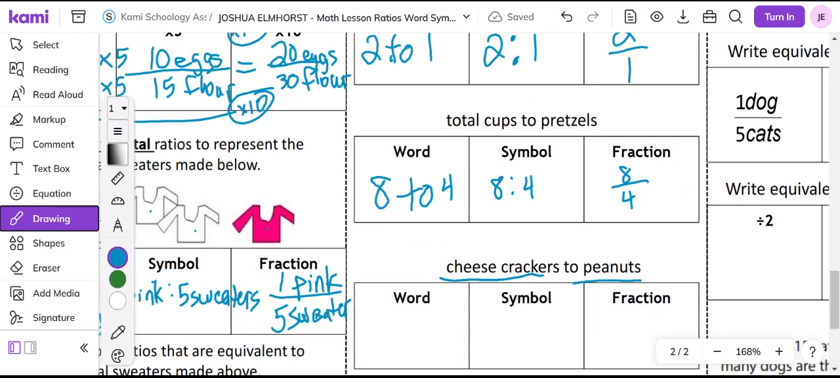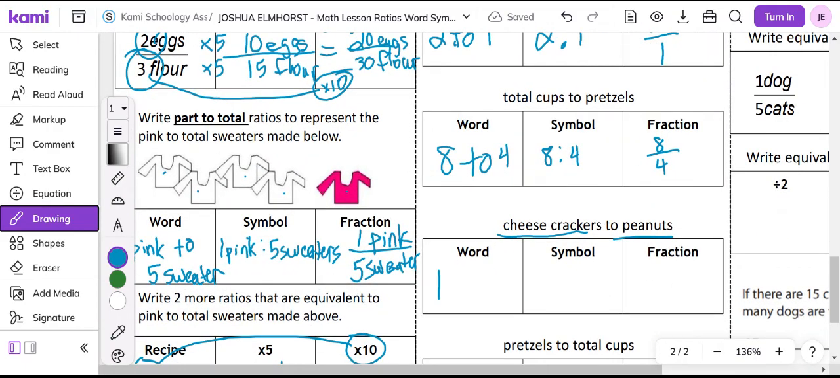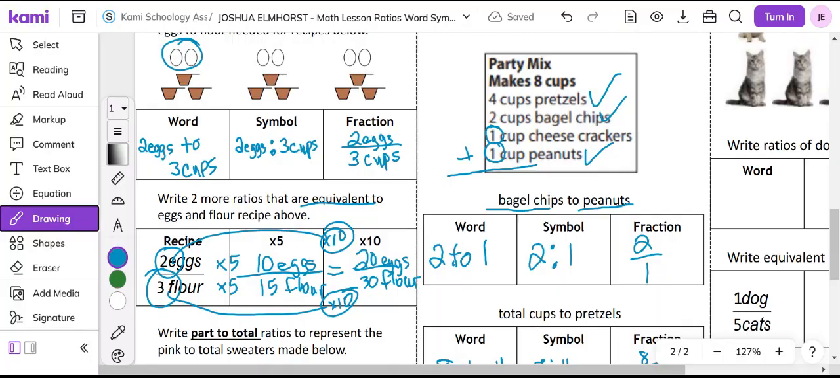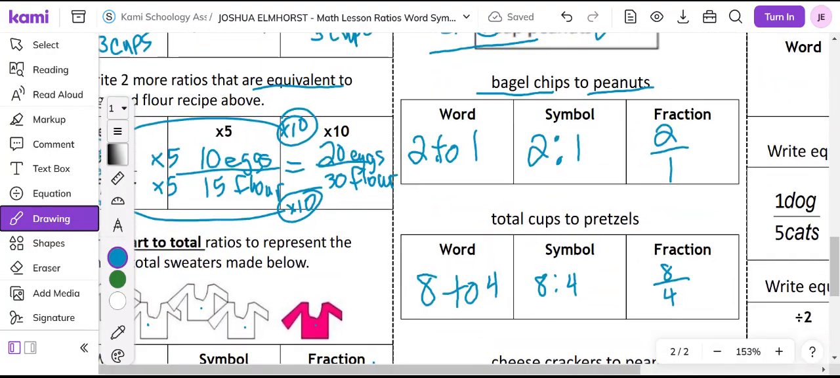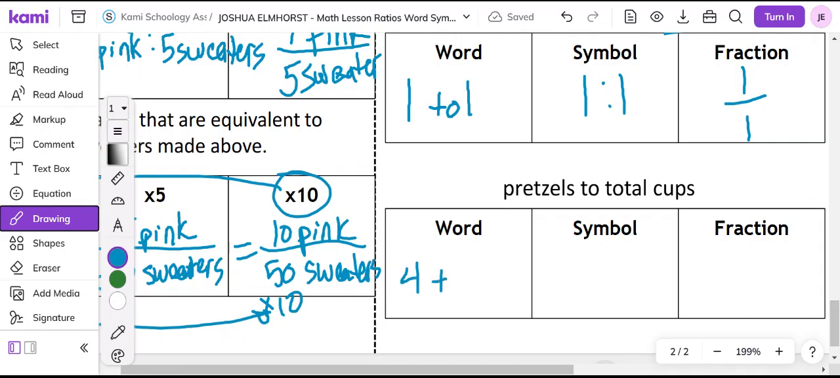Cheese crackers to peanuts. Cheese crackers is 1, peanuts is 1. So in word form, it's 1 to 1, symbol 1 to 1, fraction 1 over 1. All right, and then pretzels to total cups. Pretzels is 4. Total cups is 8. 4 to 8. And then fraction form would be 4 over 8.